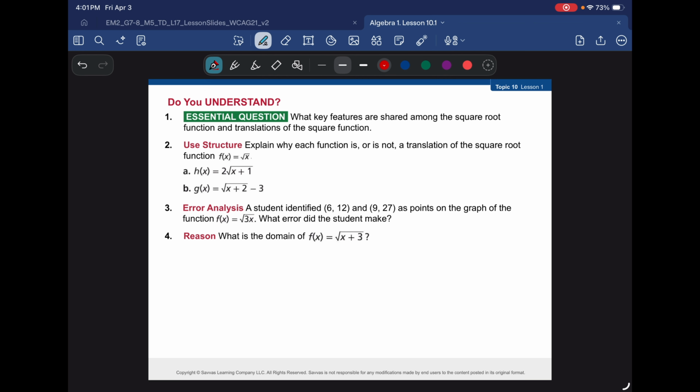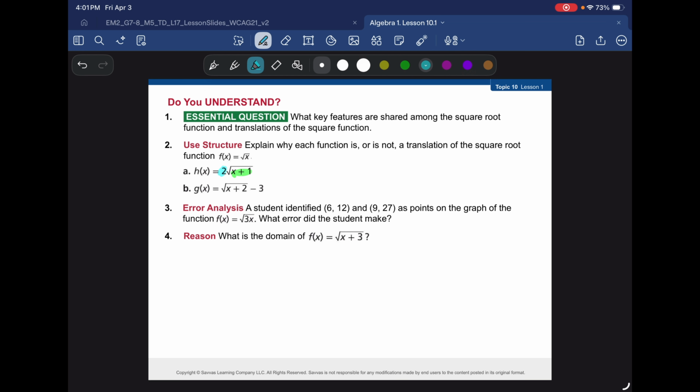Number 2, explain why each function is or is not a translation of the square root function, or the parent function. So let's look at part A. We have a change to the input, so that would mean we are horizontally translating the function, but then we have this number outside multiplying this whole function by 2. This, remember, we have called a scale factor before, so that would be a vertical stretch. It's not just a translation. There is also a vertical stretch to the function, which we didn't talk about yet in this lesson.